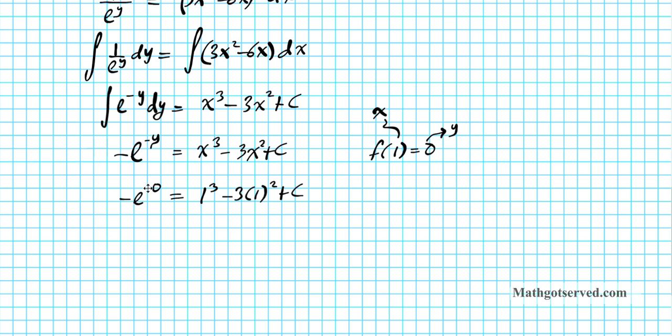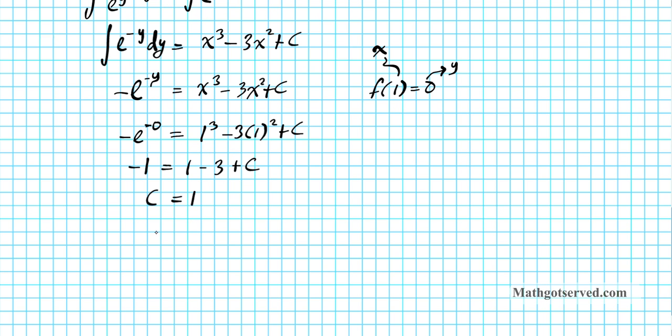To get c by itself, this entire expression, e to the 0 is going to become 1. This negative stays behind. So negative 1 equals 1 minus 3 plus c. All right, and then when you get c by itself, you're going to end up with c equals negative 2 plus 3. Negative 2 plus 3 is simply 1. Okay, so that's what c is. So now we can find the particular solution of our differential equation. So we have, let's box this.